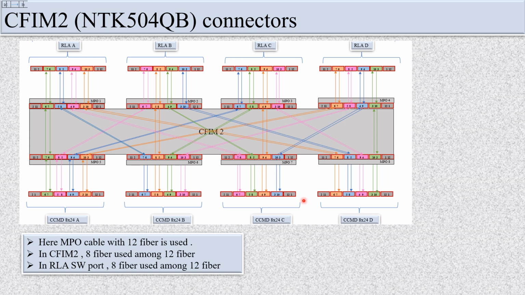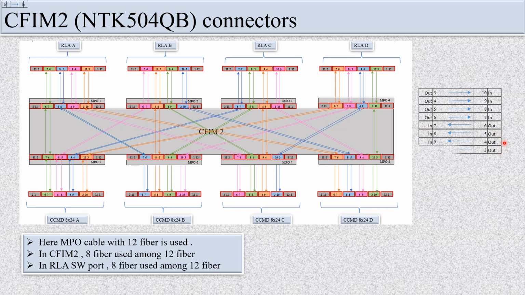So let's proceed. You can see here out 3. So fiber number 3 is out, it is going to number 10 in. Number 4 is out, going to number 9 in. Number 5 is out and goes to number 8 in, and 6 is out and 7 in. In the same way, this is the 4 fibers and this is the 4 fibers. 6 is out going to 7 in, 5 is out 8 in, 4 out 9 in, and 3 out 10 in. So this is the rule.